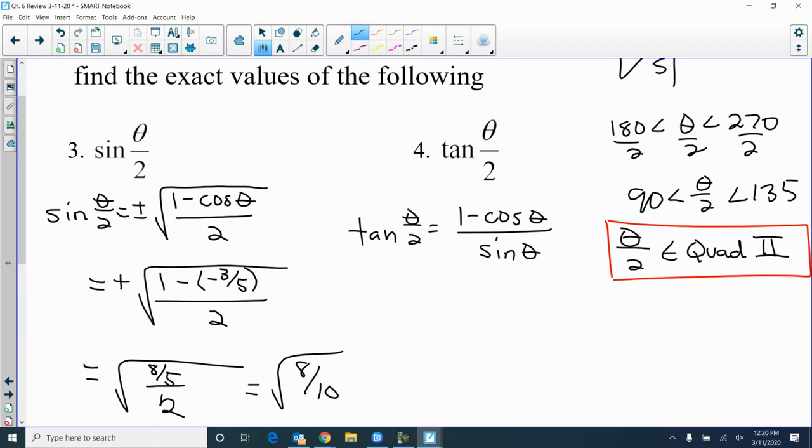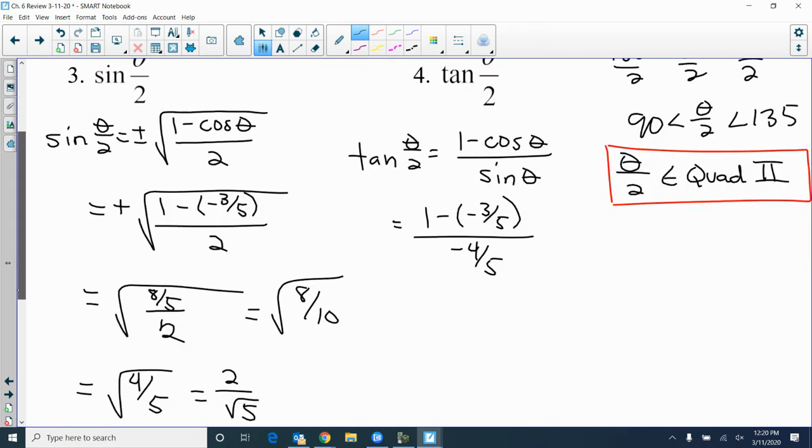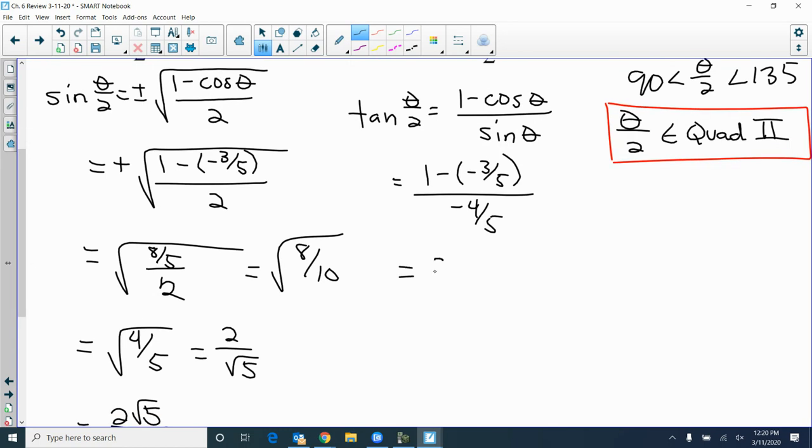Now, if you use the second or third equation off that identity sheet, then it'll automatically work out as long as you do the math right. Cosine of theta, we said that was negative 3/5. Sine of theta, we said was negative 4/5. So 1 minus negative 3/5 is 8/5 divided by negative 4/5. So in the end, what does that equal? Negative 2.